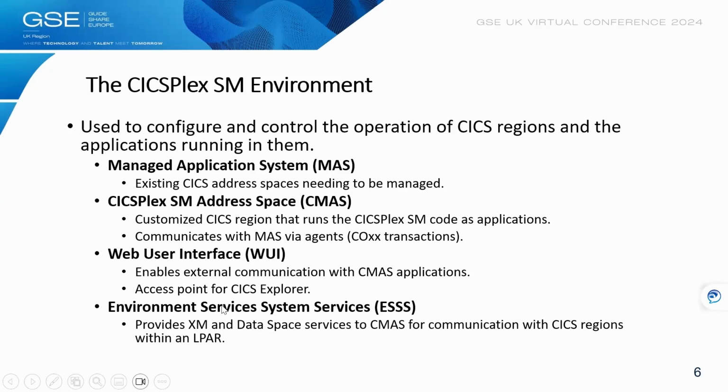So the ESSSS is what provides XM and data space services. So cross memory and data space services, right? To the CMAS itself. The idea being that if the CMAS were to go down, workload management would still run because the communication occurs through this ESSSS, and it has the ability to do the same cross memory. And so most of the running functionality goes through this ESSSS, which is automatically started for you when the CMAS first starts up. But if the CMAS recycles, it will still stay up and running.